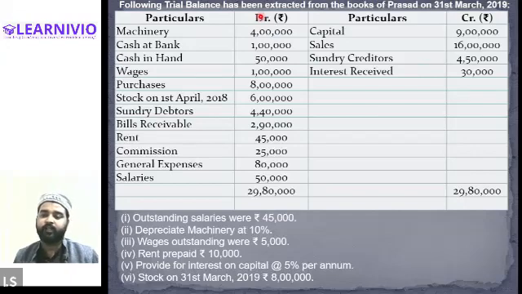Then we have sales. Again, sales is a trading account item. So we will record it in the trading account. By sales on the credit side, 16 lakh in the sales account, in the trading account. After that, we have sundry creditors. That is a liability. It should be recorded in the balance sheet. So 4,50,000 should be shown in the balance sheet.